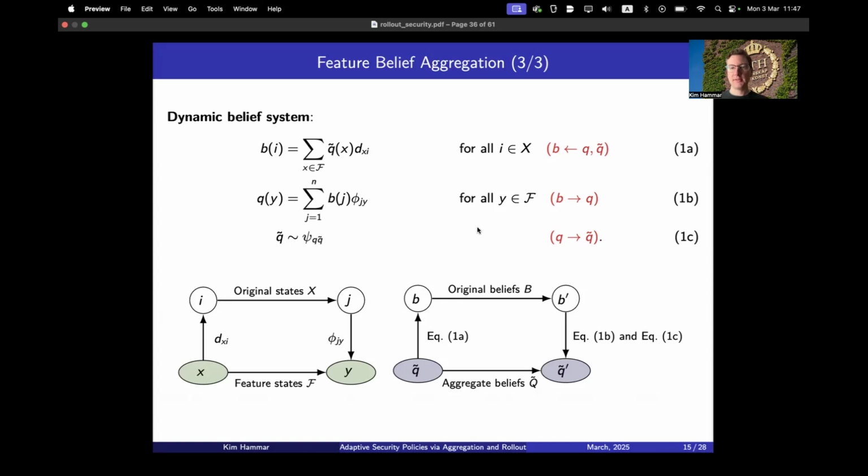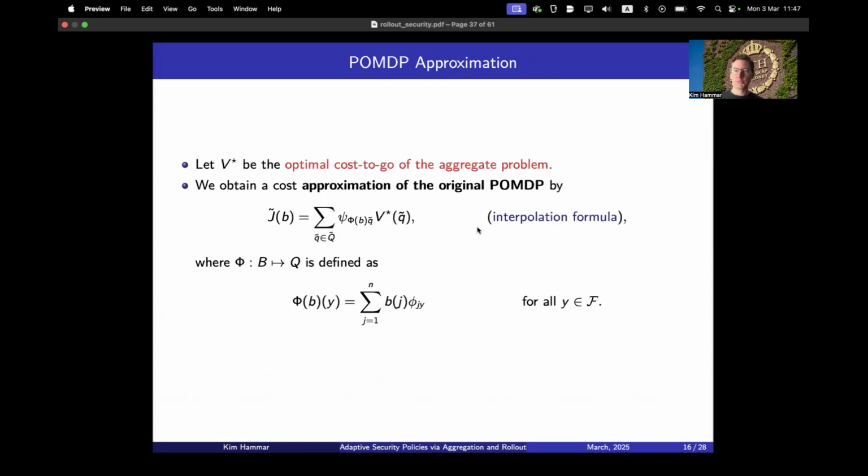So more specifically, the way that we do this approximation is that we first define V star to be the optimal cost in the aggregate problem. And then we approximate the original POMDP via the following interpolation formula. And that gives us J tilde, which is the approximate cost. And once we have J tilde, then we can also define a base policy for the POMDP.